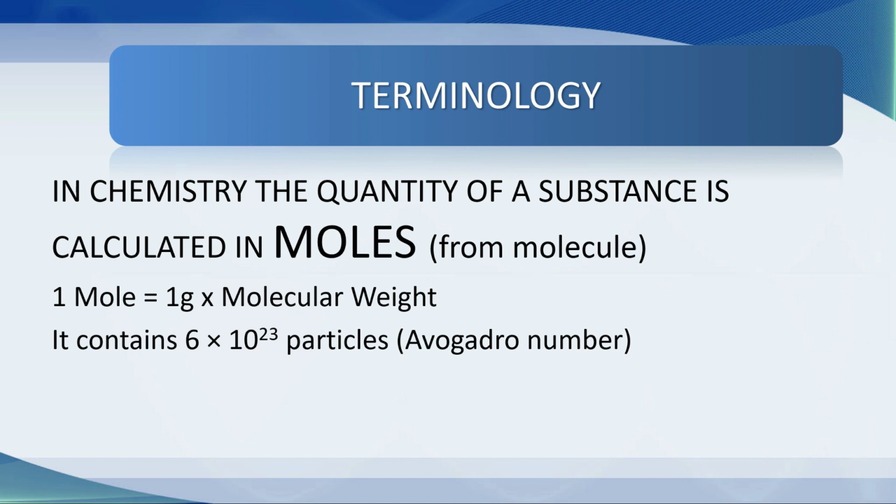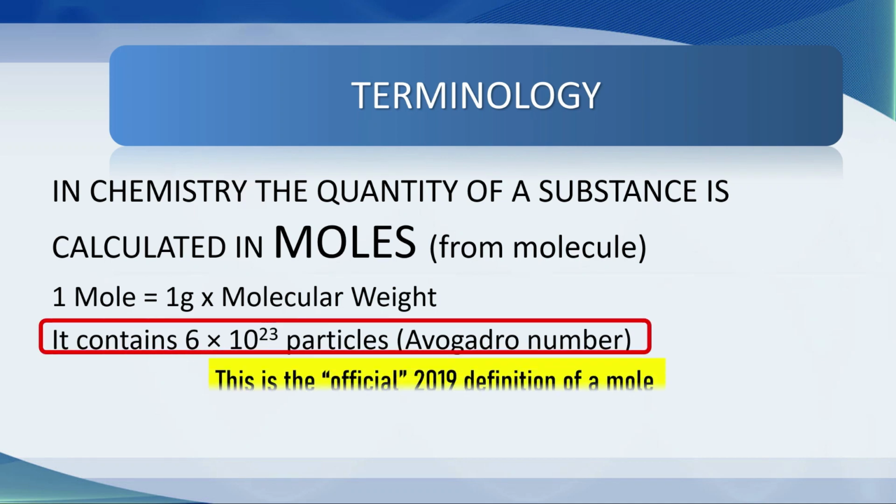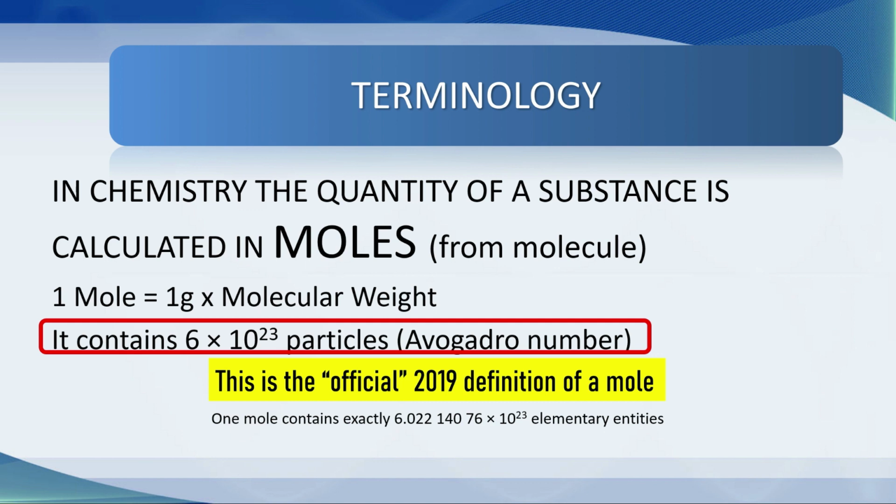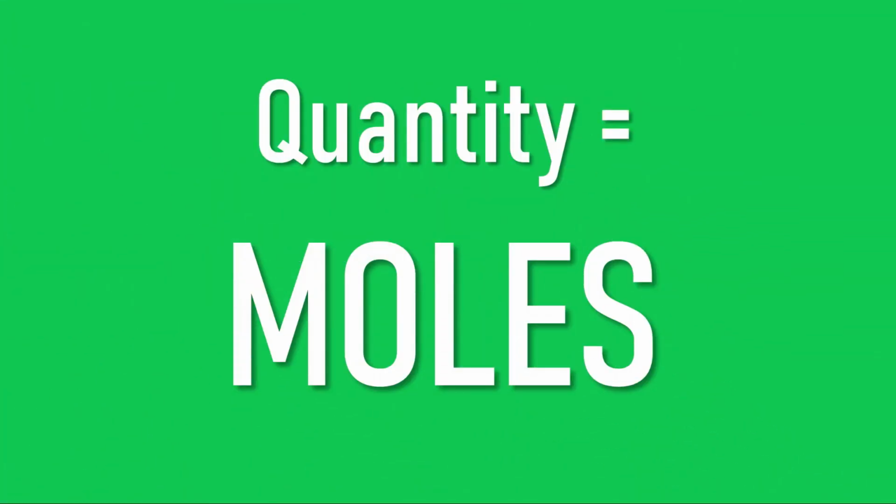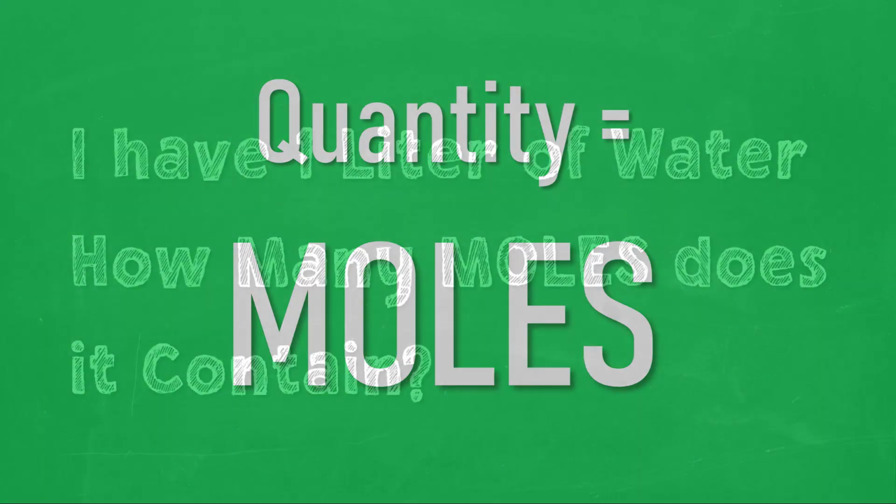Terminology. In chemistry, the quantity of a substance is calculated in moles. Traditionally, 1 mole equals 1 gram times the molecular weight or the molecular mass. It contains 6 times 10 to the power of 23 particles, and this is known as Avogadro's number. That is the official 2019 definition of a mole. It is more precise than that, but that's what you need to remember. So when we're talking about quantity here, we are going to be talking about moles.